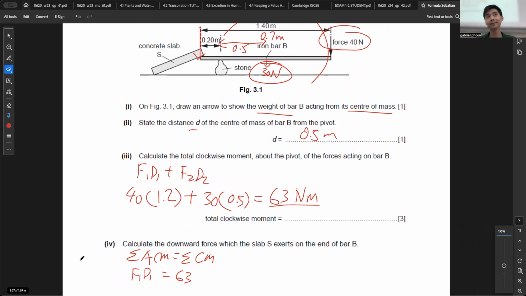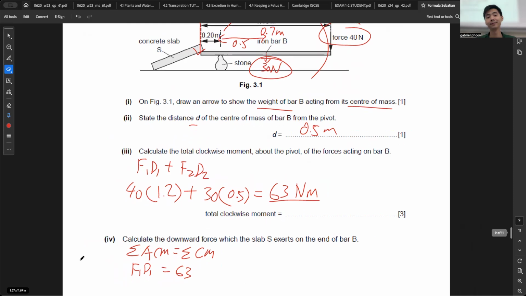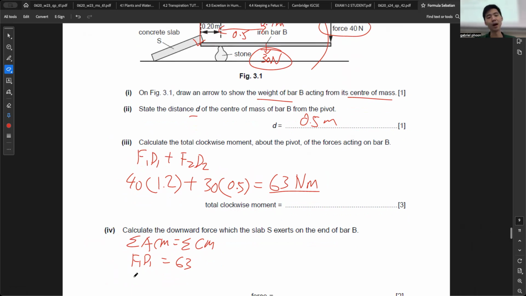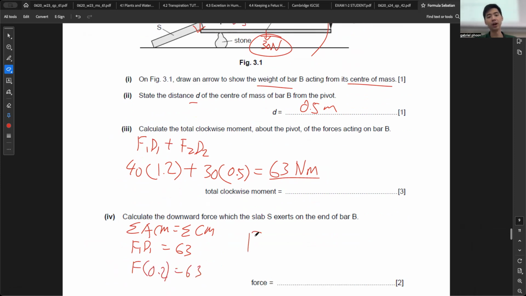The contact, the 0.20, we times it with the 60. Wait, let me see. Yeah, I'm supposed to divide. Why? Because I'm looking for the force, right? And the distance is 0.2, equals to 63, right? Then your F will be equal to 63 divided by 0.2, which is 315 newtons. 315 newtons is correct.